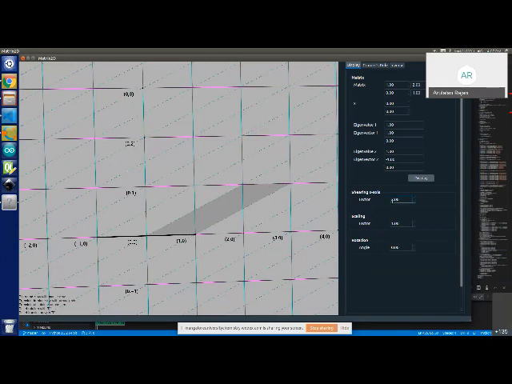Sahil, you want to say something? Nothing else. This is shearing along the x-axis. Yeah, this is shear along the x-axis, which means one of the coordinates is fixed and the second coordinate basically changes. Okay.